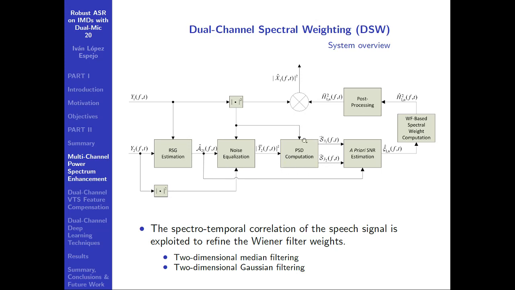noisy speech signals to estimate the a priori signal-to-noise ratio to compute our Wiener filter. Finally, a post-processing stage is applied, which exploits the spectrotemporal correlation of the speech signal to refine the Wiener filter weights by application of a couple of two-dimensional filters.